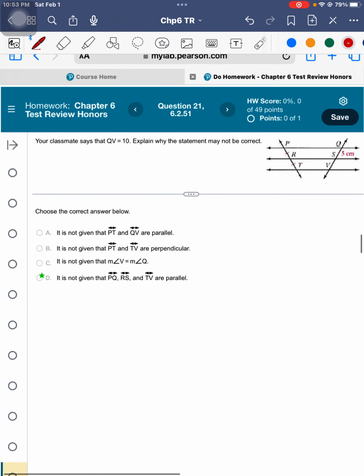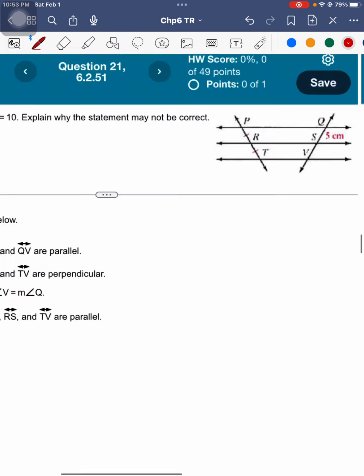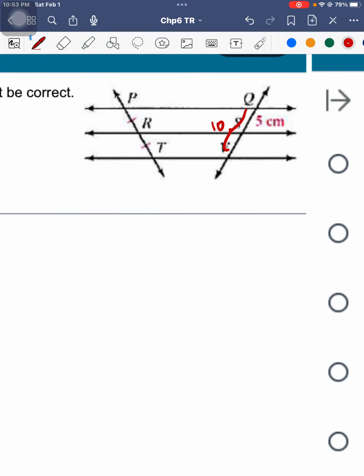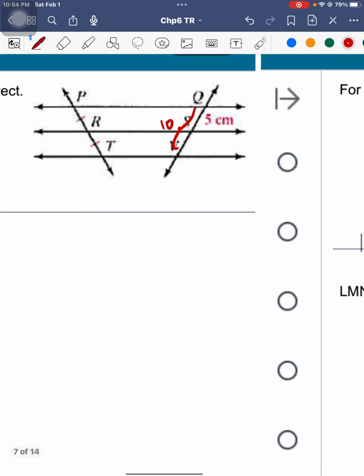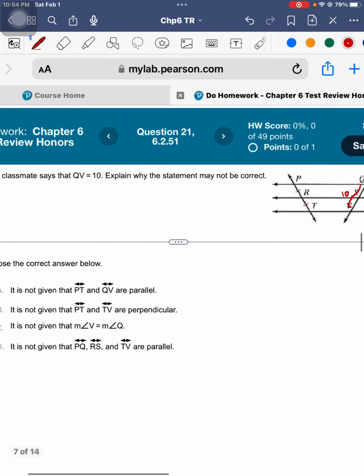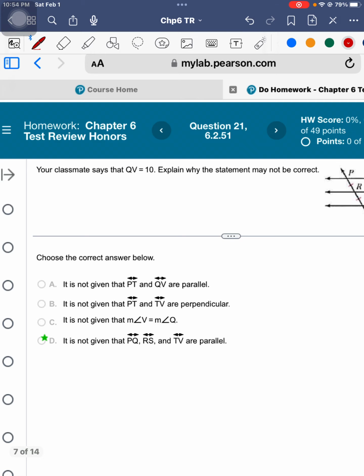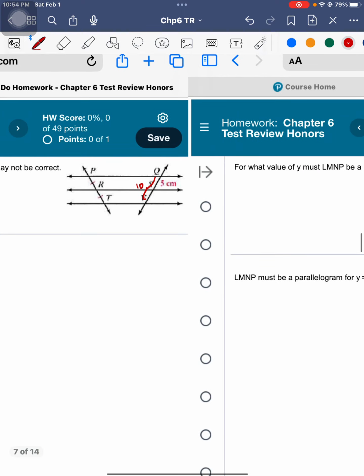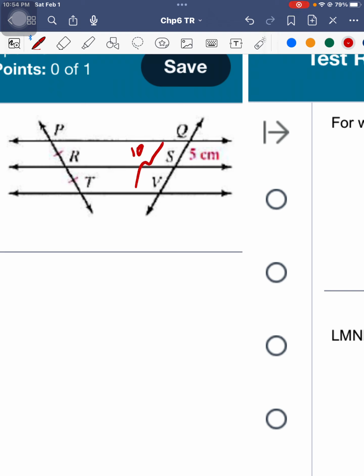Okay, let's take a look at this one. Your classmate says that QV is equal to 10. So he's saying that all of this is equal to 10. Explain why this statement may not be correct. Okay, I get it. So if this whole thing is equal to 10, and if QS is 5, then he's saying that SV also has to be 5. So he's therefore saying that these are congruent segments.